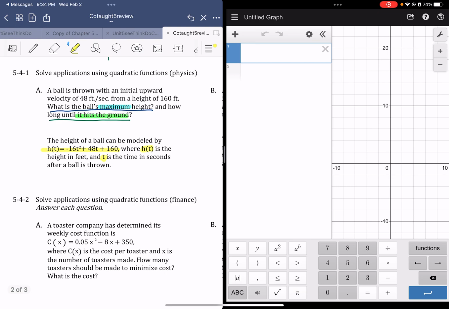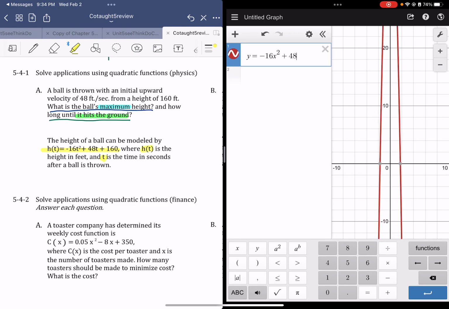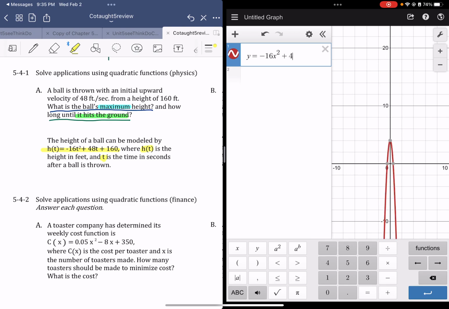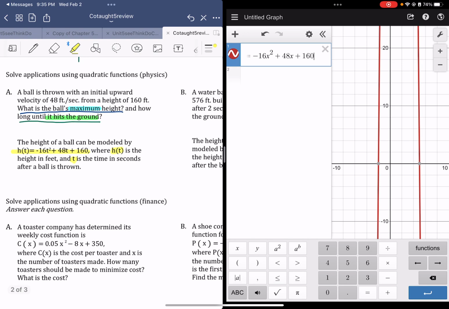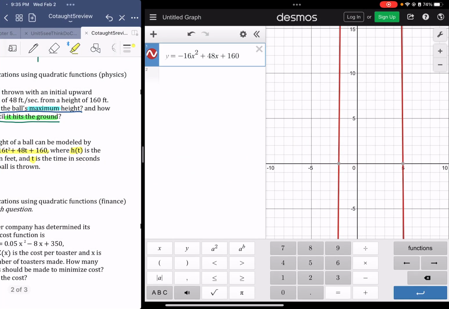So my equation is, and remember we always enter these as y equals instead of h of t. We don't put h of t, we put y equals, and then we use x instead of t. Otherwise, Desmos gets confused and thinks we're doing something different. Okay, so negative 16x squared plus 48x. It's always good to double check. Plus 160. All right, so that is my equation. I'm going to give it a little more real estate here so we can see it.